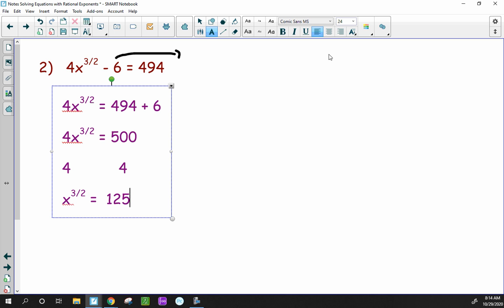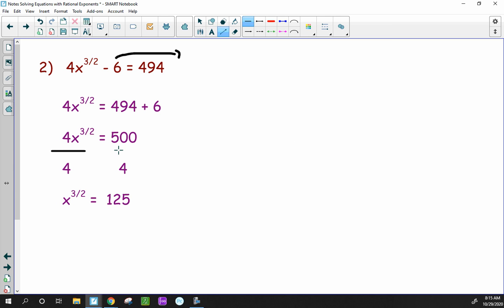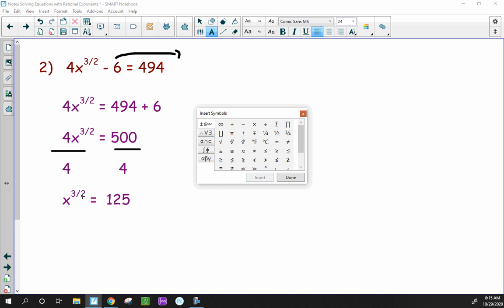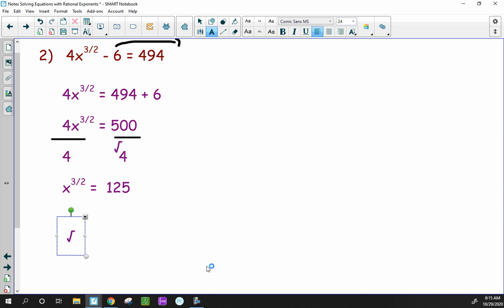Divide 500 by 4, you get 125. And so this is where I am right now. And I can turn it into a radical if I want. Let's see, that would be the square root of x to the 3rd is equal to 125.